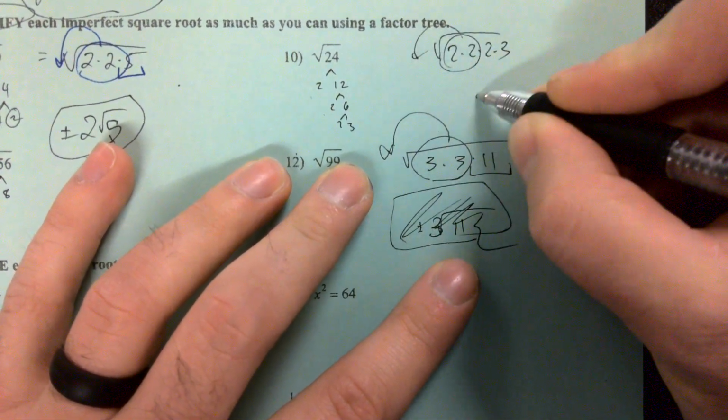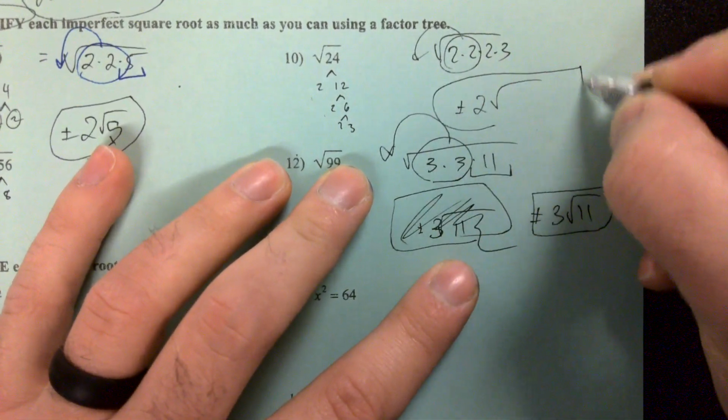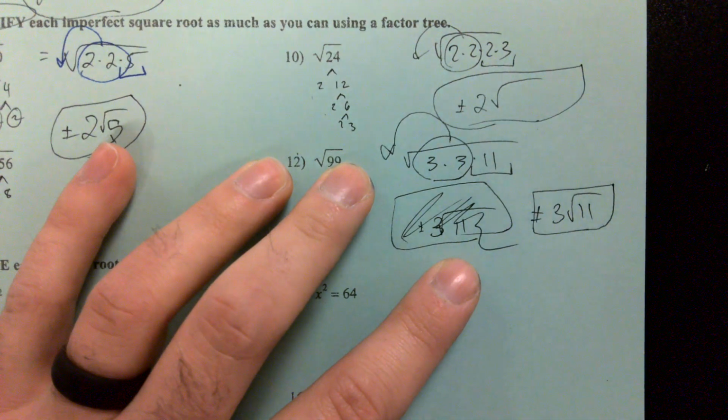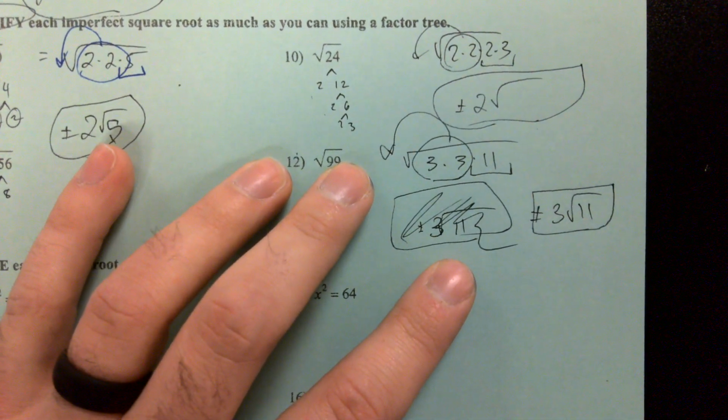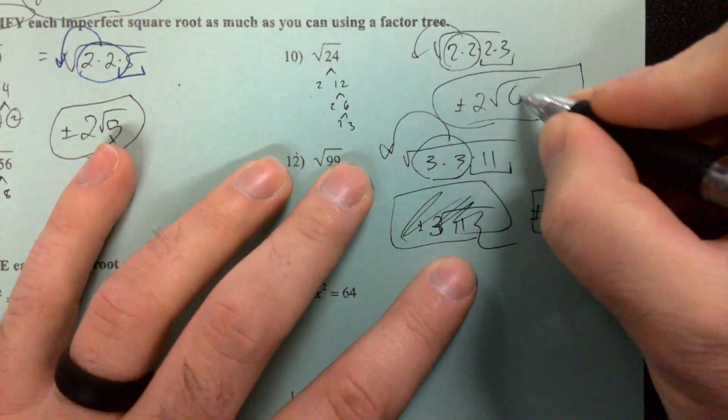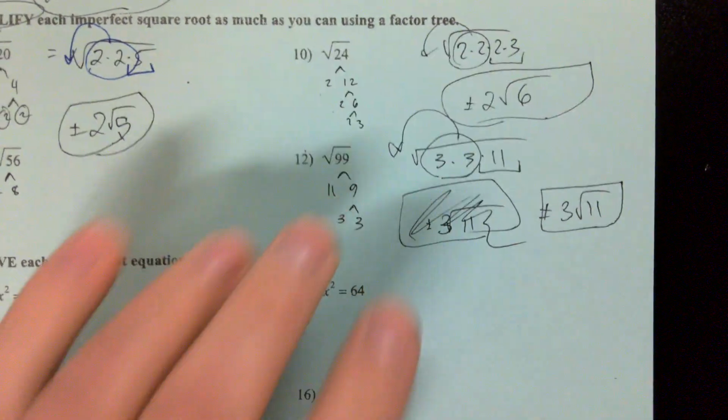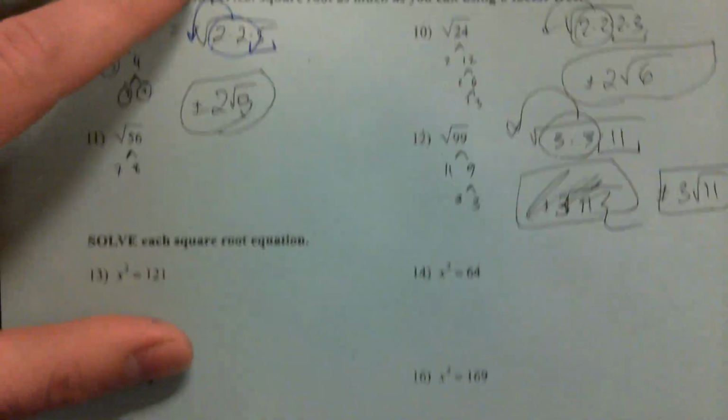So my pair of 2s comes out, but what gets left behind? 2 and 3. So what do we do with that 2 and that 3? Multiply them and we get what? Boom, just like that. Good. Seems like you guys are confident with this, which is great.